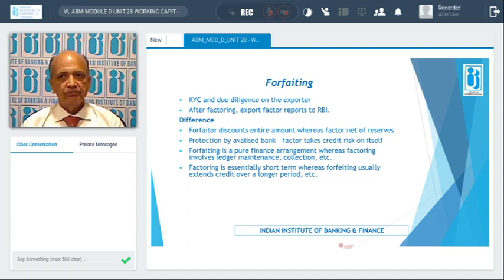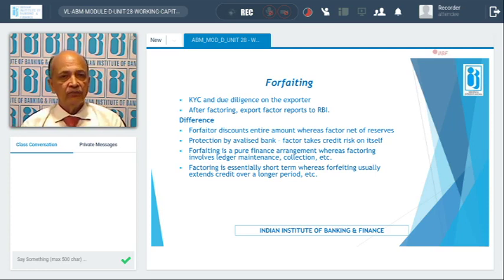Okay. Then we have seen what is actually factoring. Then we have seen what is forfeiting. Then what are the differences between these two? Any differences are there? Both are very much akin to each other. Yes. First one I said, one is domestic. As far as factoring is concerned, it is for domestic trade, whereas forfeiting is for international trade. That you are getting.